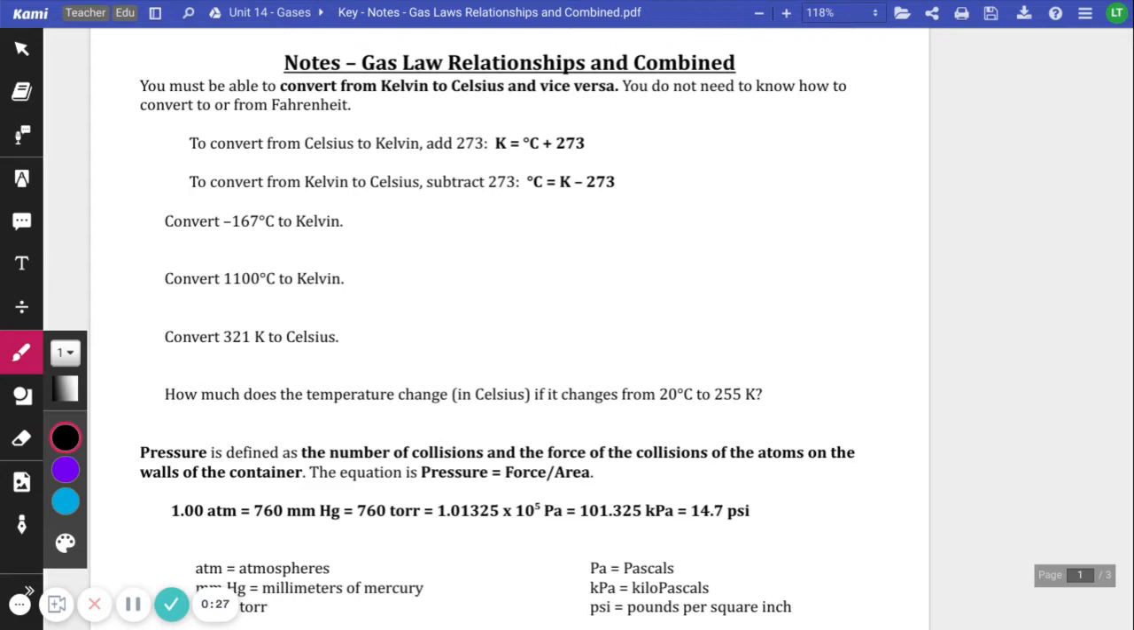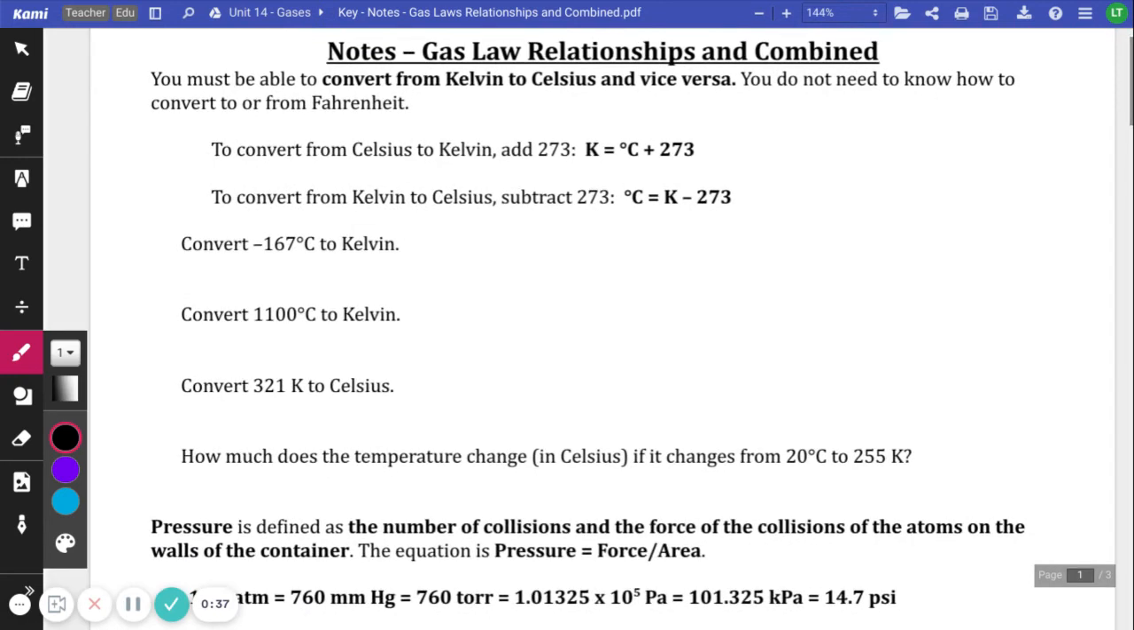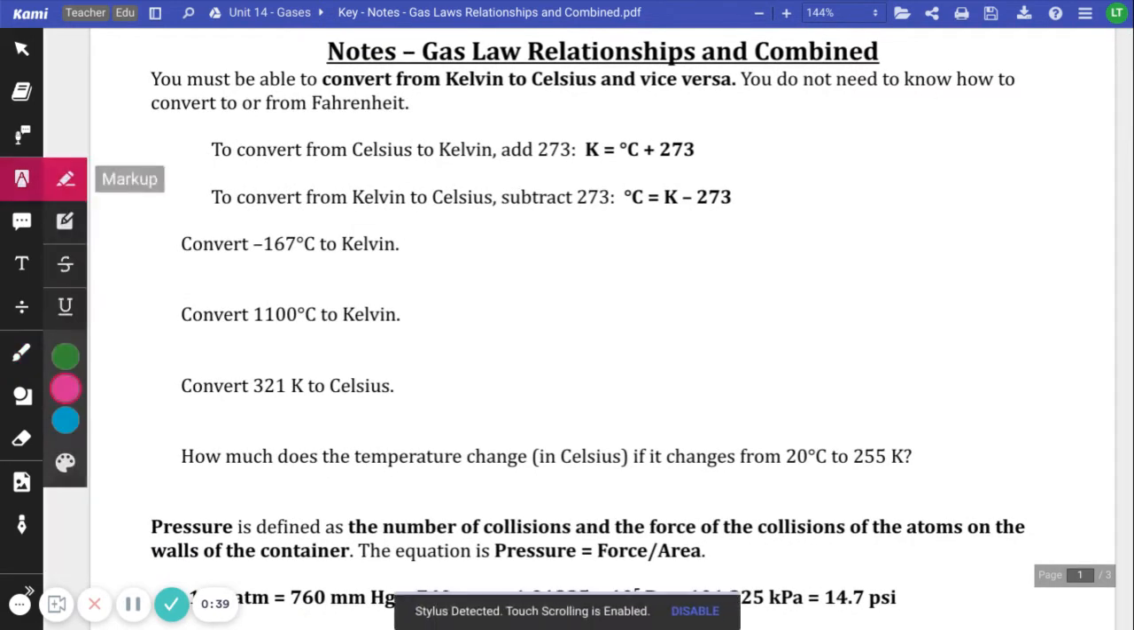So we're going to start by talking about these different things. We're going to talk about temperature and pressure, and then hopefully you guys know what volume is. So, temperature: gas laws only work if your temperature is in Kelvin.